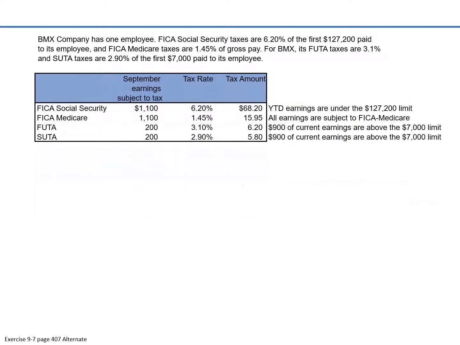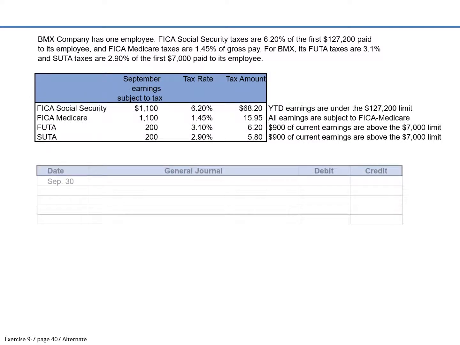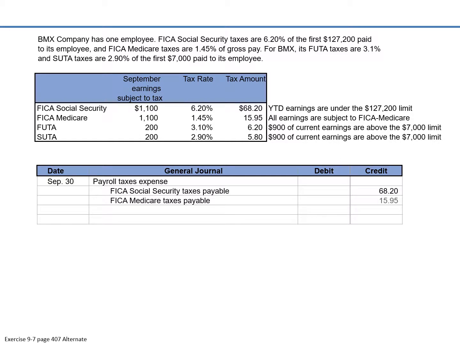items. So our journal entry is going to be to payroll tax expense debit, and we're going to credit FICA Social Security payable, we're going to credit Medicare payable, we're going to credit FUTA payable, and we're going to credit SUTA payable, and our debit is for the sum total of all your credits. Okay? So hopefully you did well on that one. Let's move on.